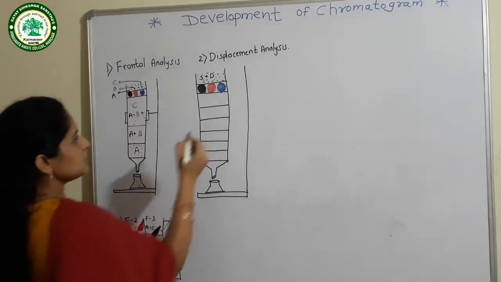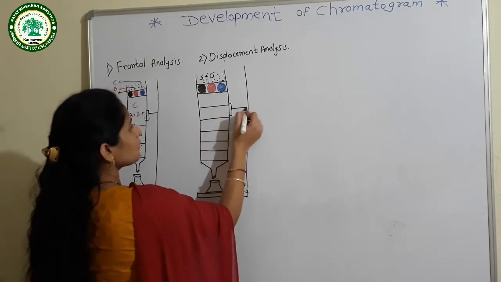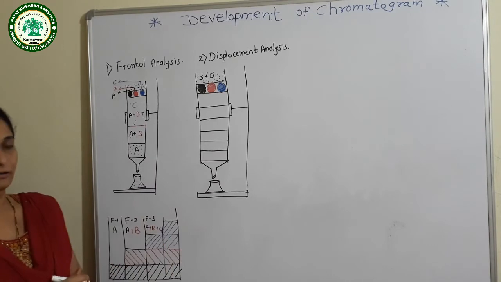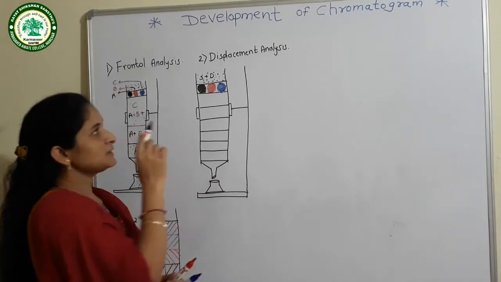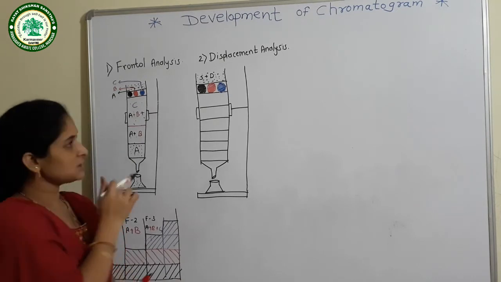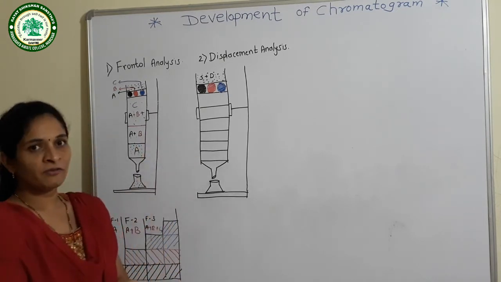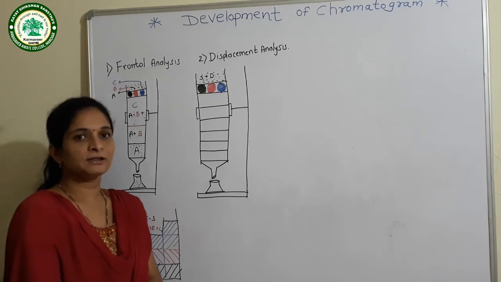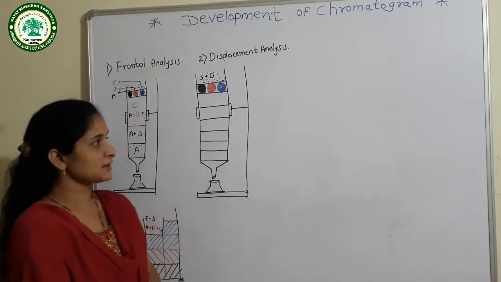Okay, now see here. Now what is the function of this displacing agent? We use solvent plus displacing agent. Solvent means it is the mobile phase which is running over the stationary phase. In displacement analysis we are using a displacing agent. What is the function of this displacing agent?